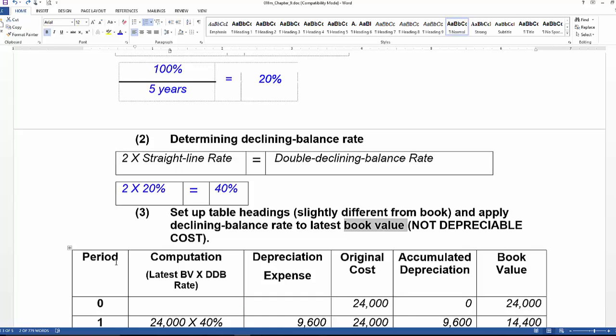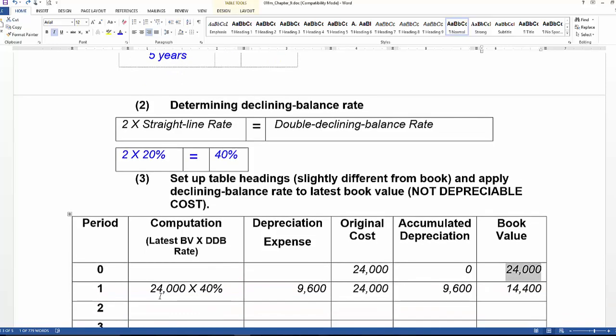So in period 0, our asset had a cost to us of 24,000. We haven't done any depreciation, so accumulated is 0. So 24,000 minus 0 equals 24,000. In period 1, where we're going to do our first year of depreciation, that 24,000 times my DDB rate will give me 9,600 depreciation expense. My original cost was 24,000. My accumulated is 9,600, so my remaining book value has dropped to 14,400. It's dropped by 9,600.